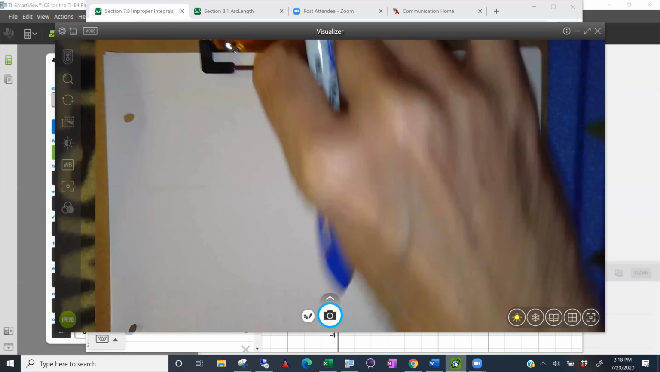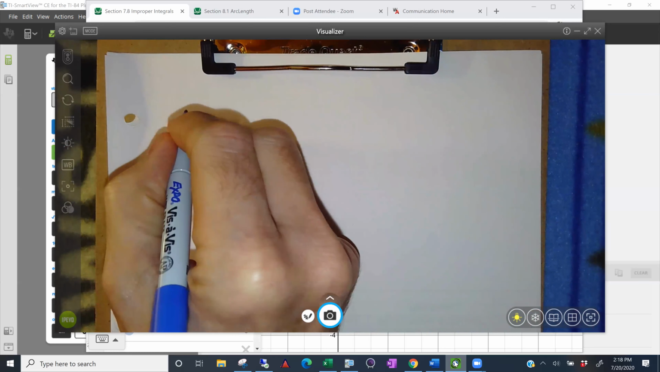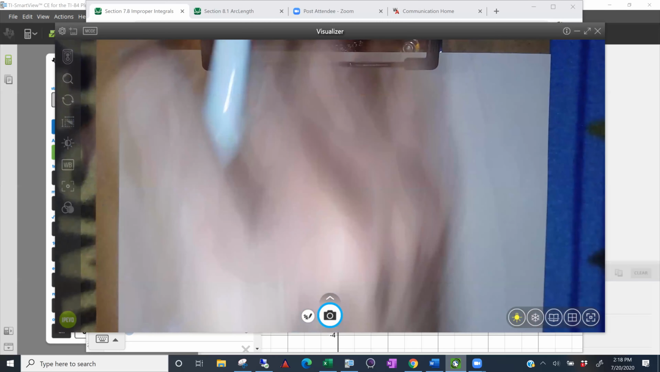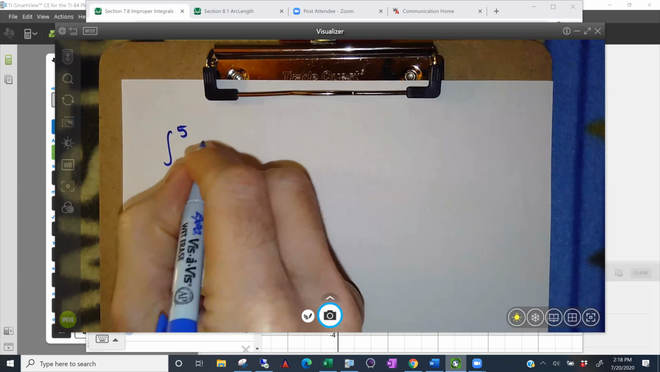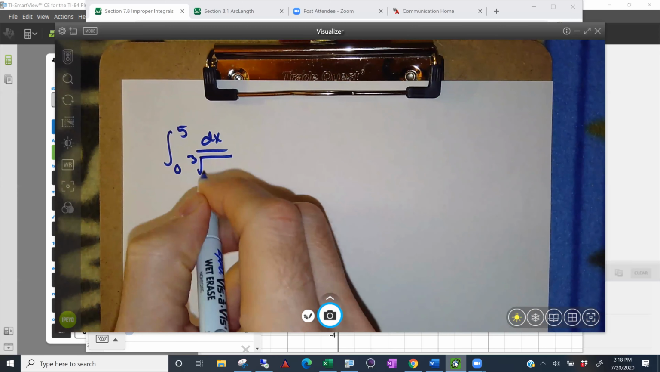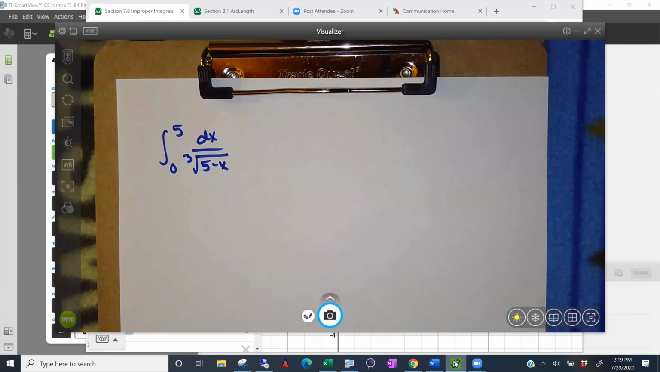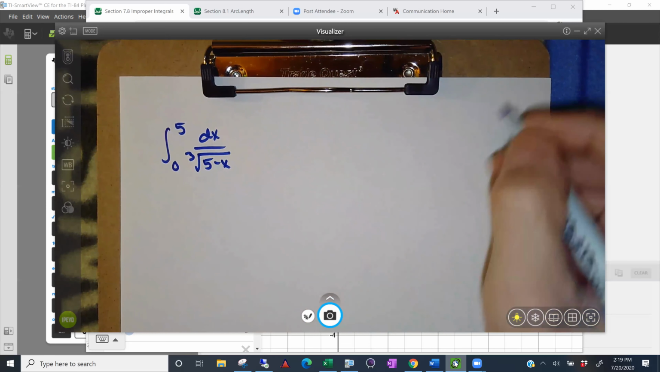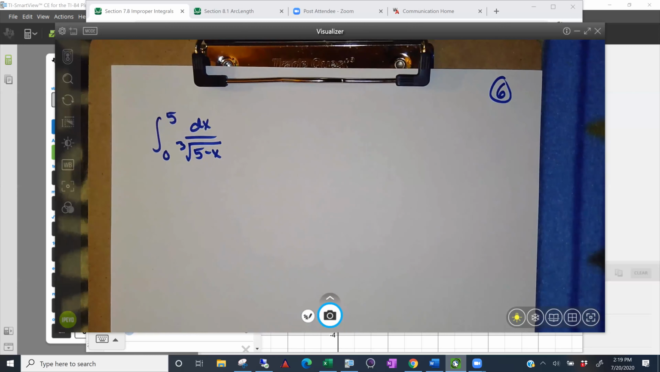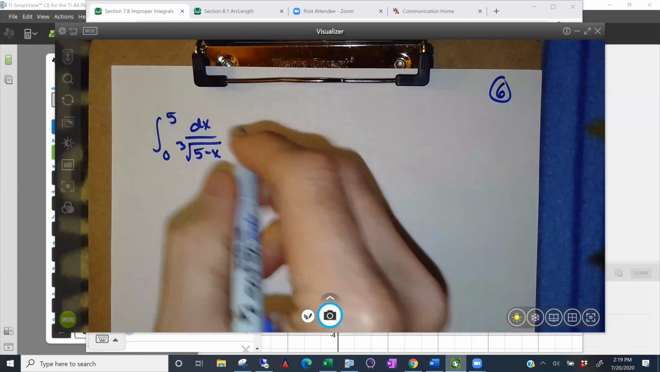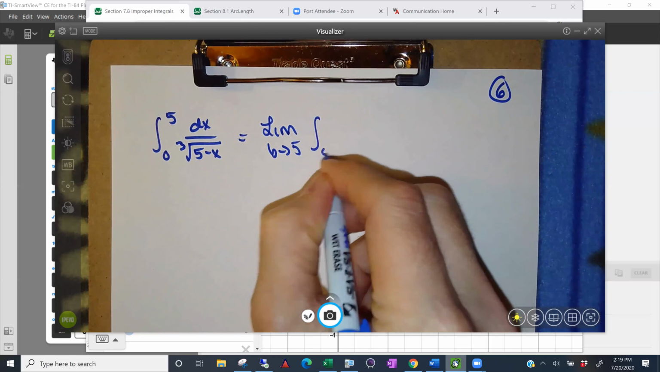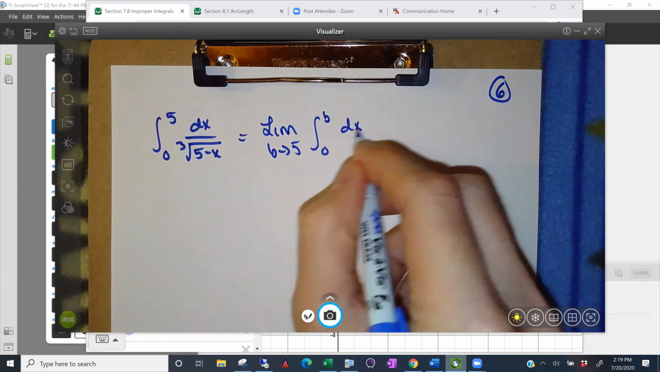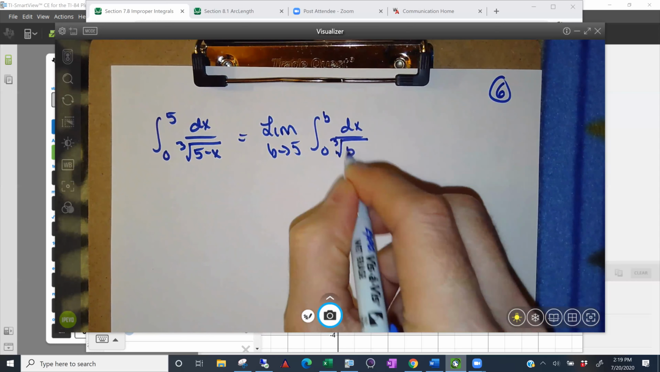Okay. Kind of another one along the same lines. And if you'd like, I can let you work on this one. No, let me get a different sheet of paper here. The integral from 0 to 5 of dx over the cube root of 5 minus x. So what's the problem here? The 5. Yeah, the 5. The denominator is undefined at 5. So you should start out by taking the limit as b approaches 5 of the integral from 0 to b of dx over the cube root of 5 minus x.